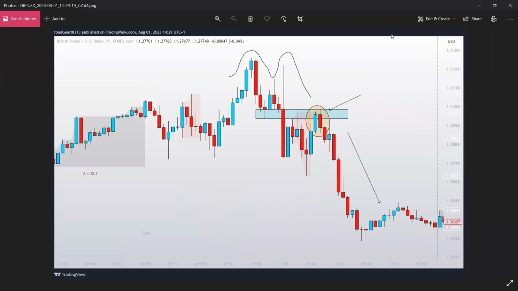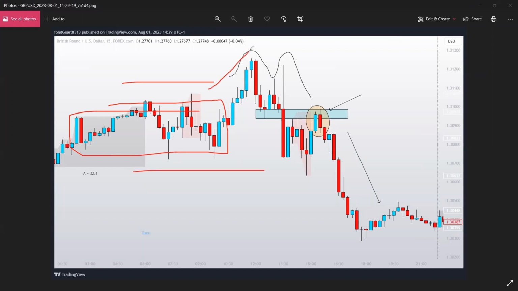So here's a very beautiful example. I love this one. We have our Asian range consolidation here, right? Liquidity is above, liquidity is below. The market goes up, takes out the liquidity, gives you this M formation here. So this is your neckline. Draw your box like this.